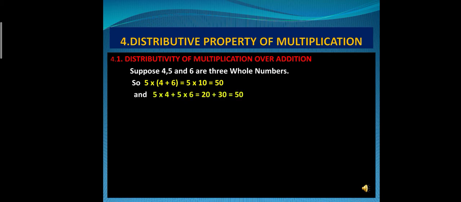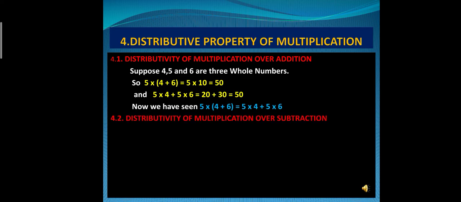And if it is distributed, 5 will be distributed with 4 and 6, then you get 5 × 4 + 5 × 6, that is equal to 5 × 4 = 20 plus 5 × 6 = 30, 20 + 30 = 50. Now we have seen 5 × (4 + 6) = 5 × 4 + 5 × 6. In algebraic way, we can write a × (b + c) = a × b + a × c.